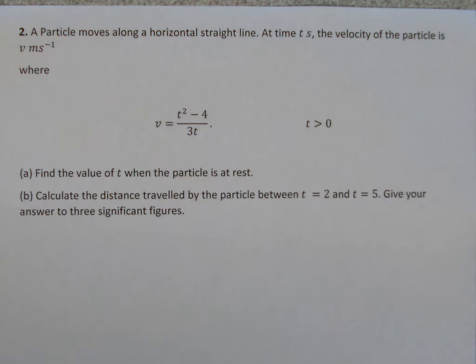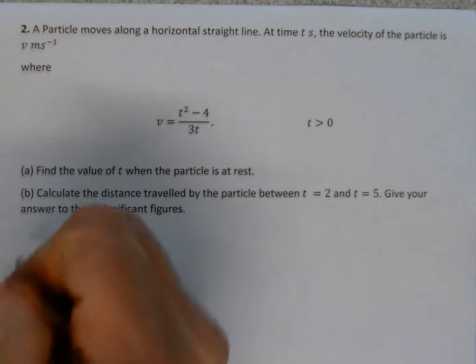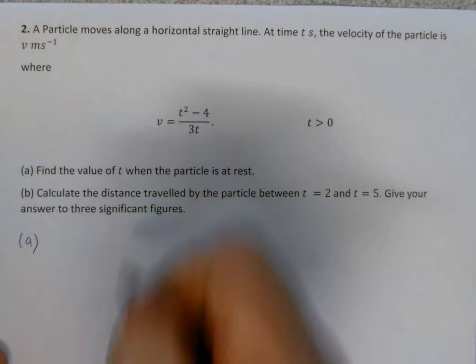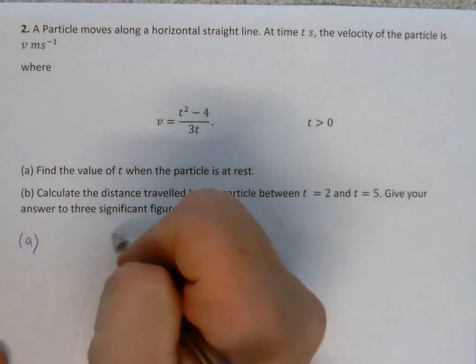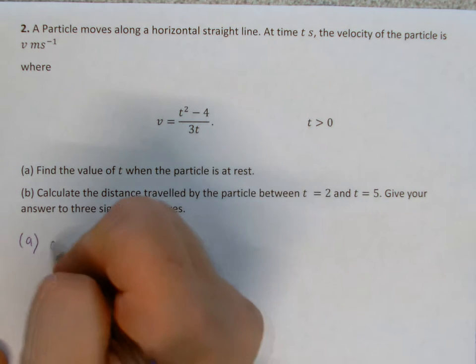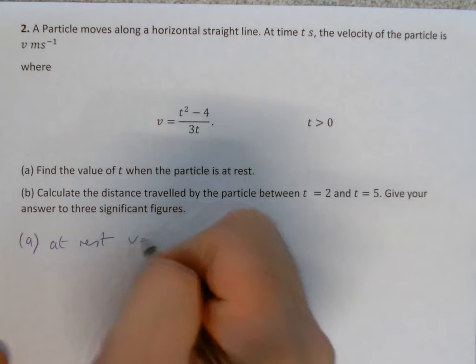Right, question 2. A particle moves along a horizontal straight line at time t seconds. The velocity of the particle is this here. Find the value of t when the particle is at rest. So you've got v equals that. Now at rest, of course, v will equal 0, won't it?